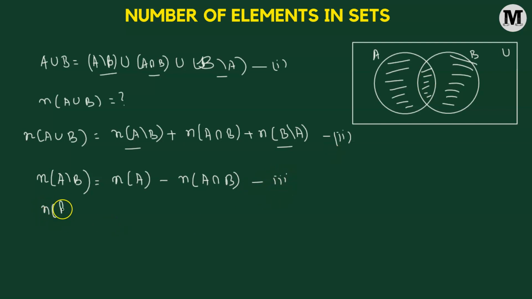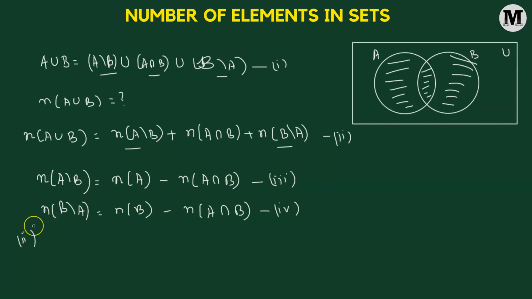And when we discuss the total number of elements in B minus A, that's simply taking the elements in B and from here subtracting the elements common to A and B. Fine. So let's call it number 4. So now that we have the total number of elements in A minus B as well as in B minus A, we're going to substitute 3 and 4 back in equation number 2.